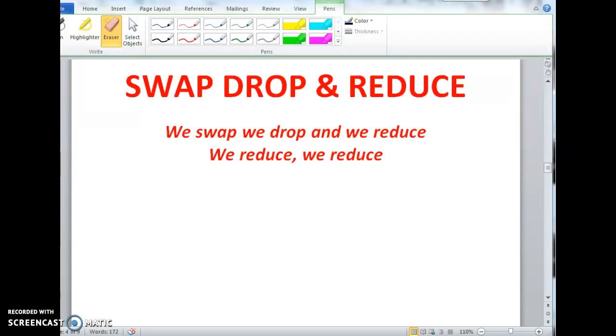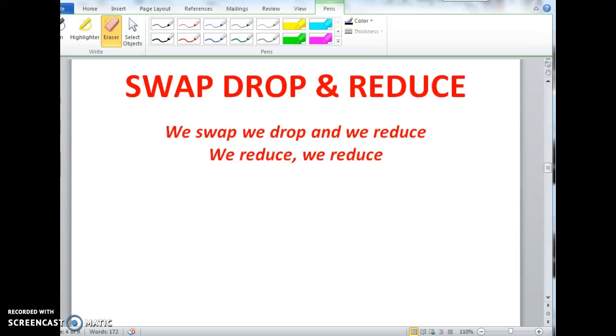In formulas and equations, I just really have this one: swap, drop, and reduce, and I kind of make it into something musical. We swap, we drop, and we reduce. Don't we, class? And what does this mean?